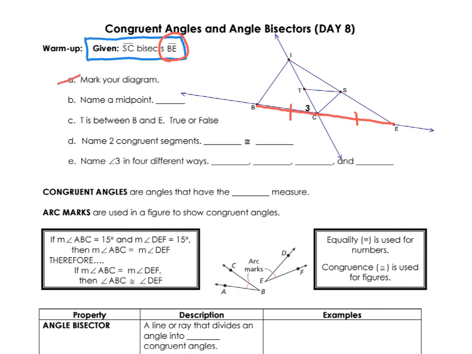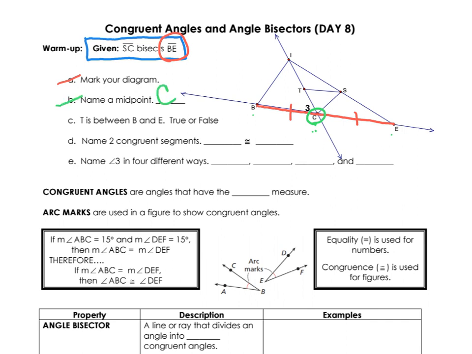It says mark your diagram. We did with tick marks based on what we were given. Then part B says to name a midpoint. And if you remember, midpoints are found right in between two tick marks. So C is in the middle of BE, so that this distance here from C to B is the same distance from C to E, making C in the middle, or C is a midpoint. Okay. Part B is done.